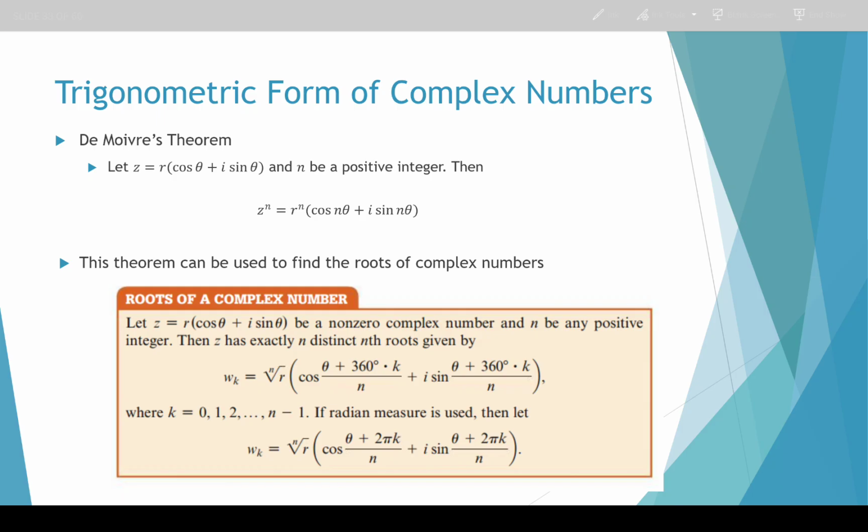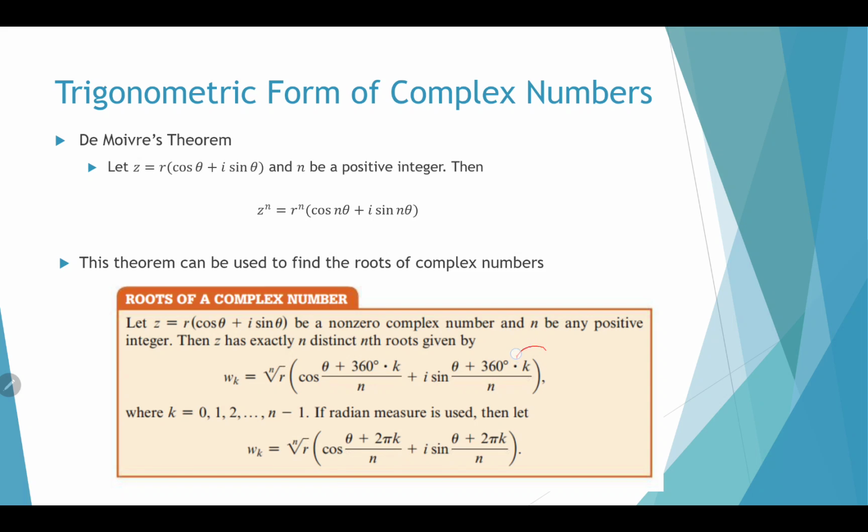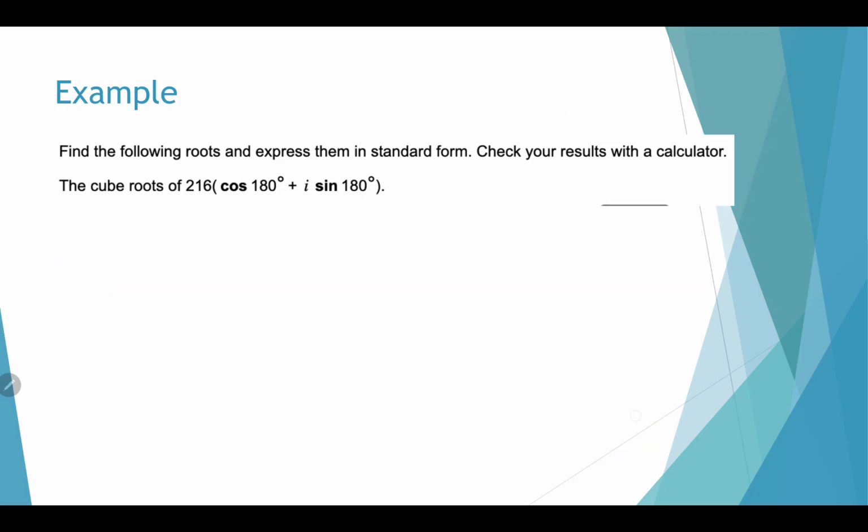If radian measure is used, then we would add the 2 pi versus 360, right? Here we're just putting them together, but 360 is equal to 2 pi. So this is a way to do it. If we had to find the following roots and express them in standard form, we could check the results with a calculator, though oddly with most of your calculators, they're just going to approximate. So the cube roots of 216 cosine 180 plus i sine 180.